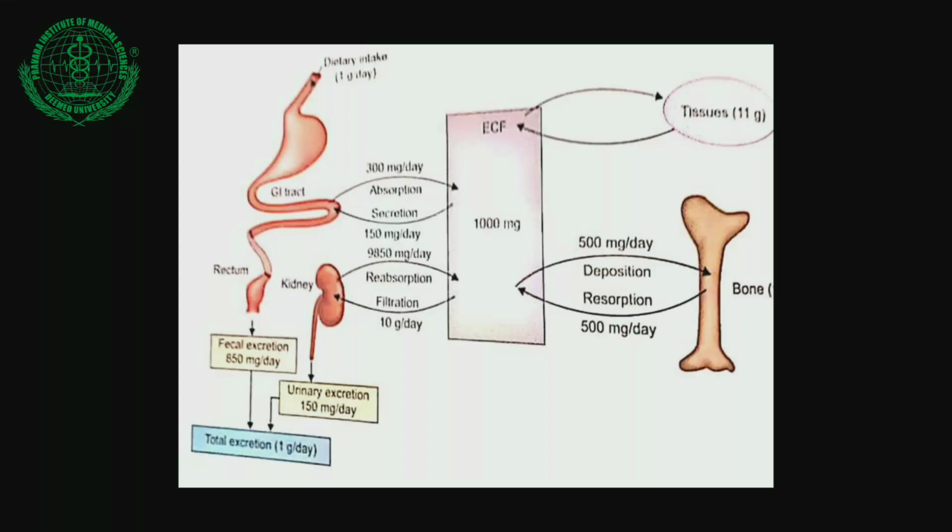The total body content of calcium is 1200 grams. The bones and teeth hold 99% of the total. In intracellular fluid it is 0.9%, around 11 grams approximately, and extracellular fluid holds 0.1%, that is 1 gram approximately. So this is how the calcium is taken in and removed from the body.